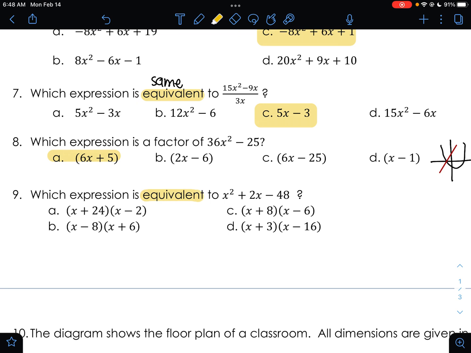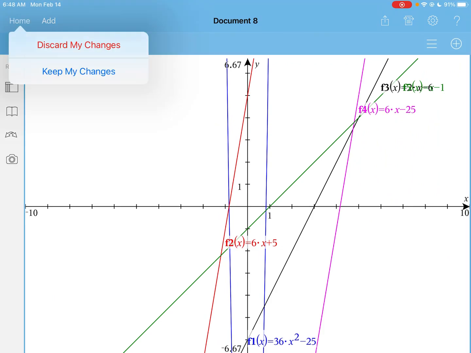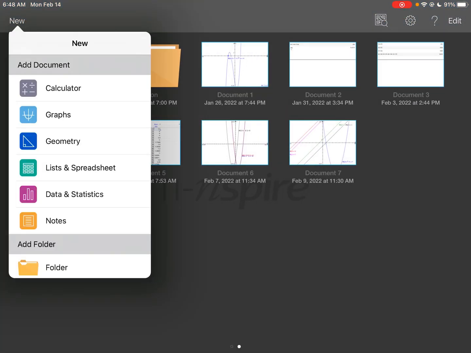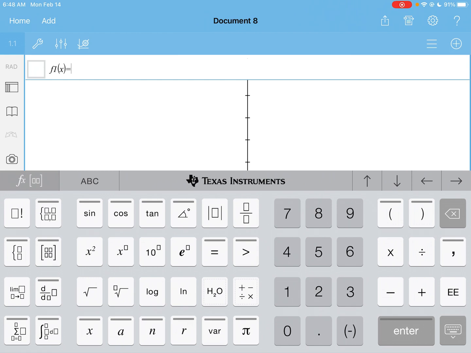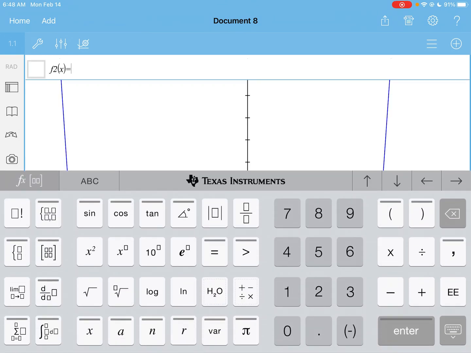Perfect. Okay, next one, which expression is equivalent? Again, I told you you're going to hear this word a lot for this test. That means we're looking for it to be the same. So we're going to graph and match. Graph and match, that's the whole purpose. If you can use the calculator to graph and match, or graph and find a factor, you're going to be good on this test. So we have x squared plus 2x minus 48. Press enter. Perfect. We want it to be the exact same graph, okay?